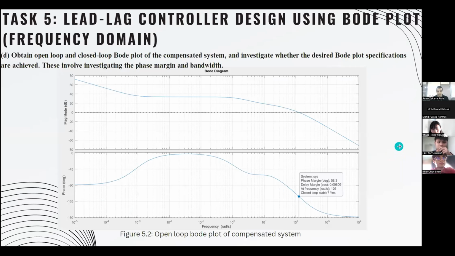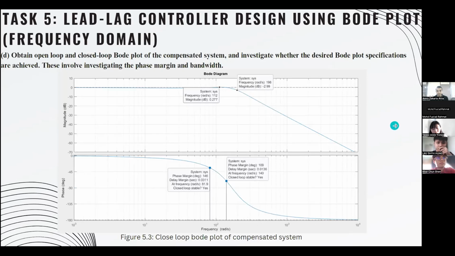All right, this is the open loop Bode plot that we get from MATLAB, and we can find that the phase margin of the system is 58.3 degrees. It is slightly different from our desired value. And this is the closed loop plot for our compensated system, and we can find that the bandwidth is equal to 198 radians. This is also different from our desired value. From our view, it is because the effects of the lead compensator and the lag compensator affect each other, so the values change from our desired values.